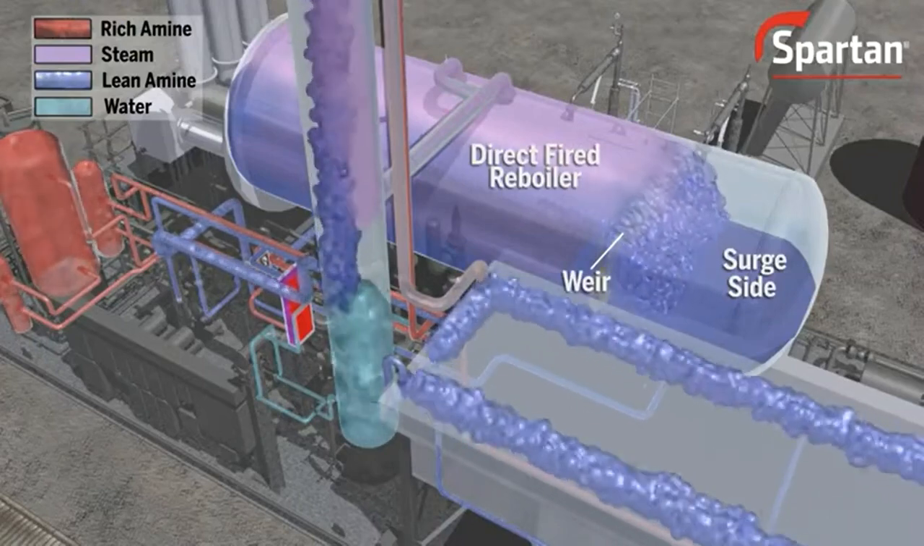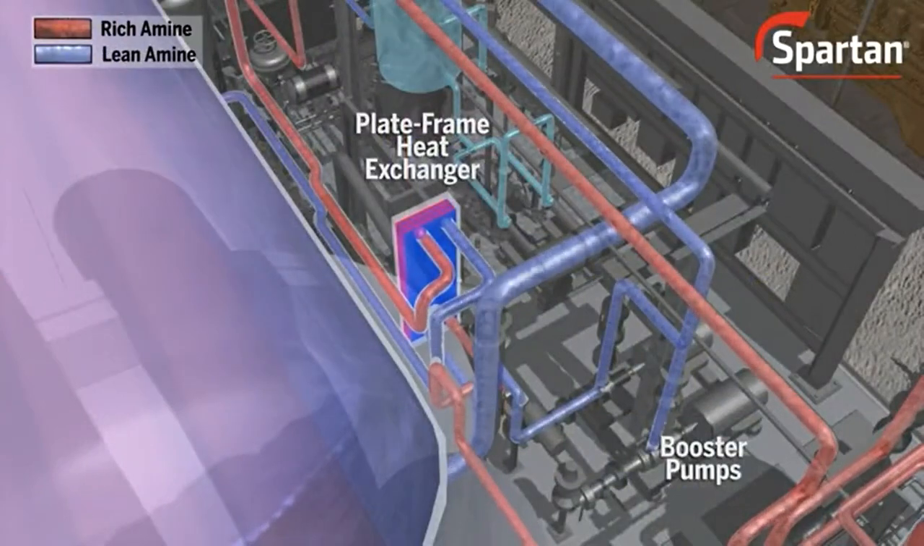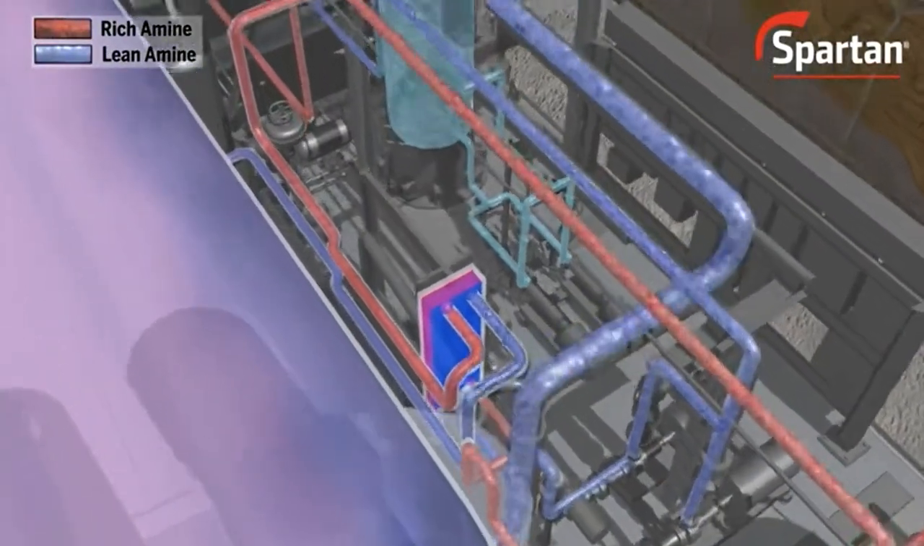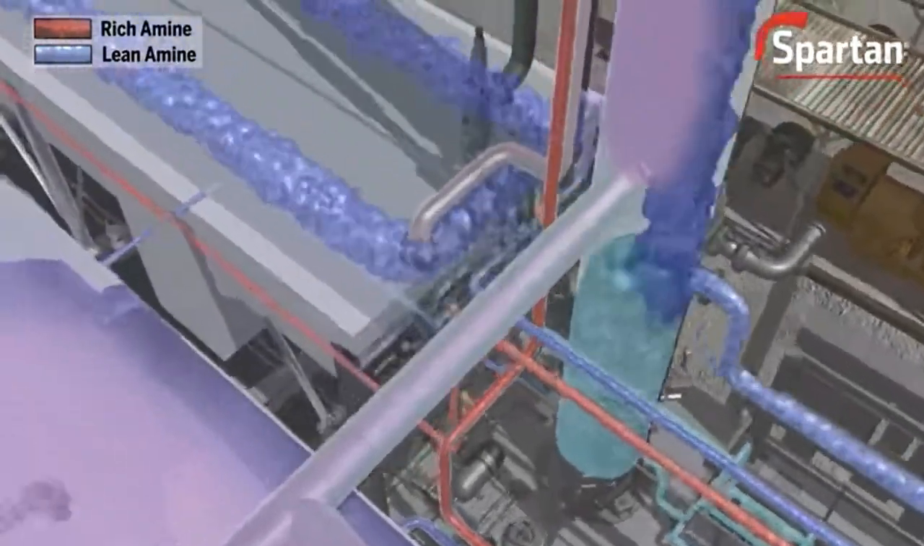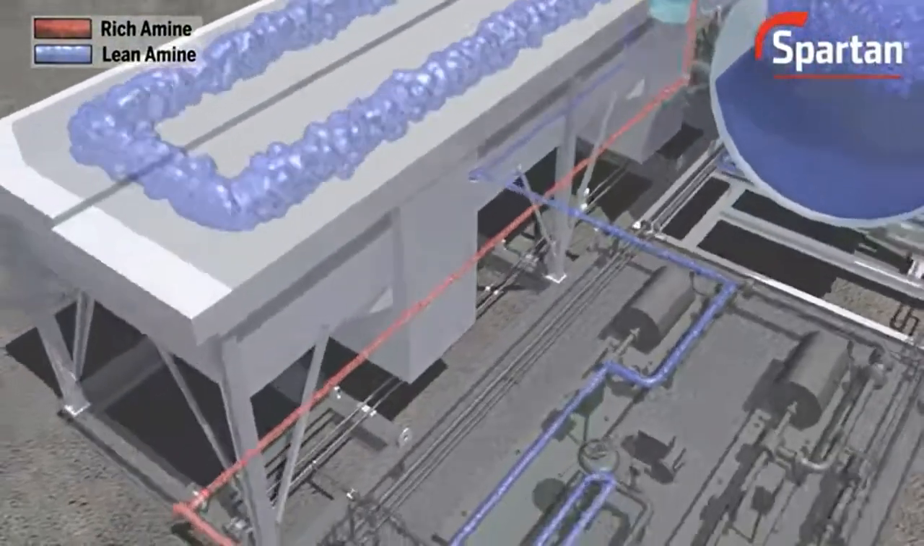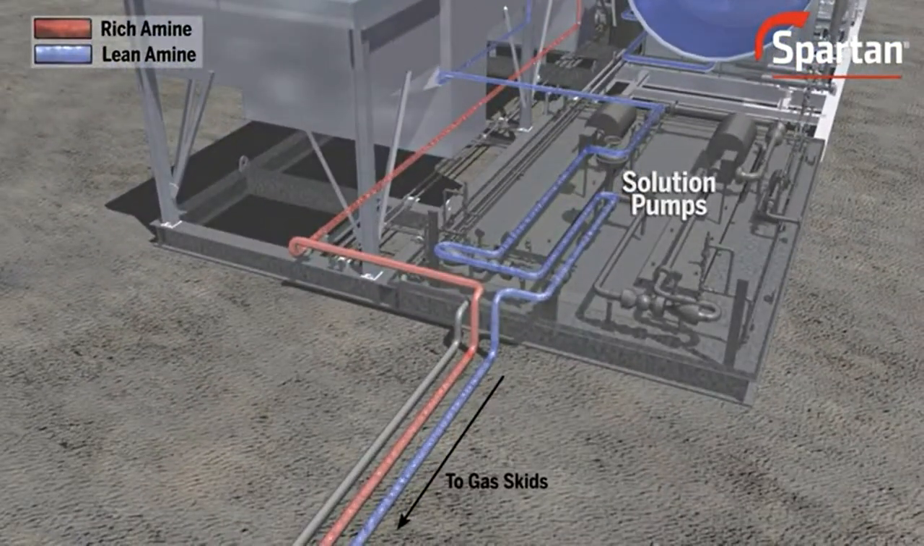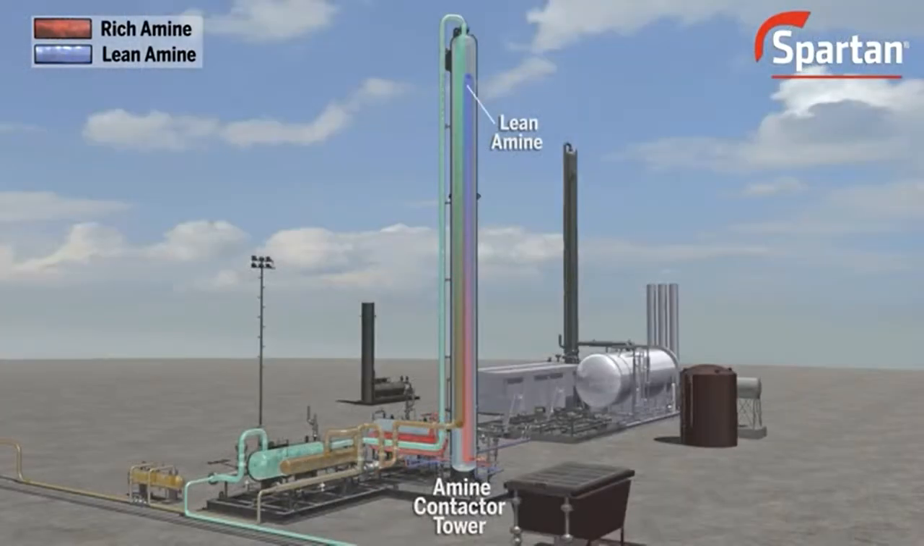Back inside the reboiler, the lean amine flows over the top of a weir and into the surge side of the reboiler, where it exits and is cooled by the same plate frame heat exchanger that heated the rich amine. The lean amine is pumped by booster pumps into a lean amine cooler and into the solution pumps that pressurize it back up to high pressure. The lean amine then enters the top of the amine contactor tower, where the process is repeated.